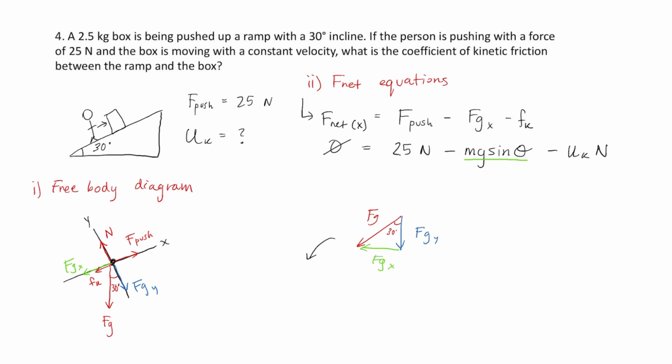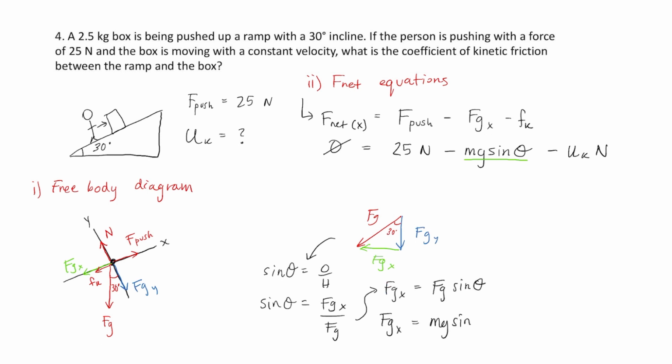Now I can use trigonometry to solve for FGX and FGY. Let's start by using sine theta, which is equal to opposite over hypotenuse. The opposite side is FGX and the hypotenuse is FG. Now I can rearrange for FGX and replace the force of gravity with mg, and we see that FGX is equal to mg sine theta.